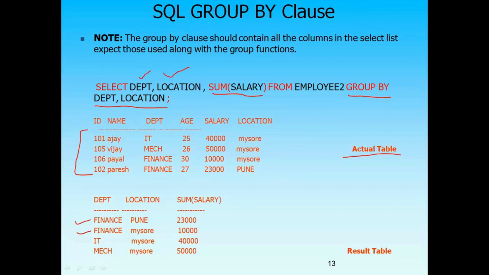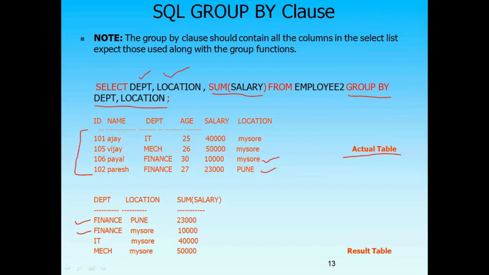So if you observe here, my first finance department is of Payal, whose location is Mysore. Then Paresh's department is also finance, and whose location is Pune. So here I want the sum of salary department-wise and location-wise. There is a single record in the finance department for Mysore, and a single record for Pune for the finance department.